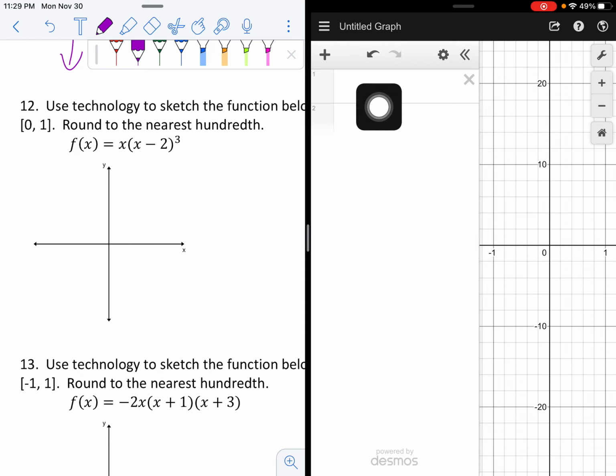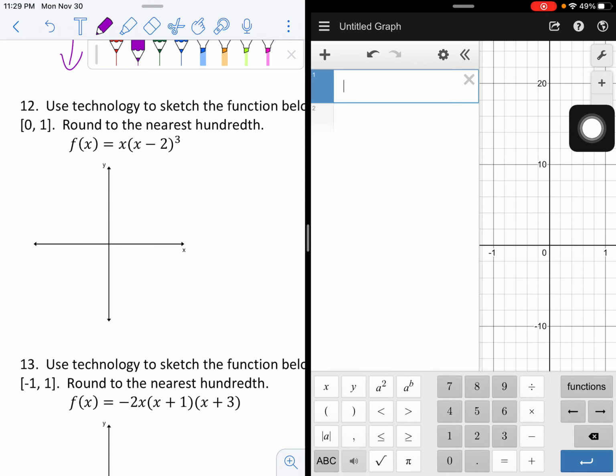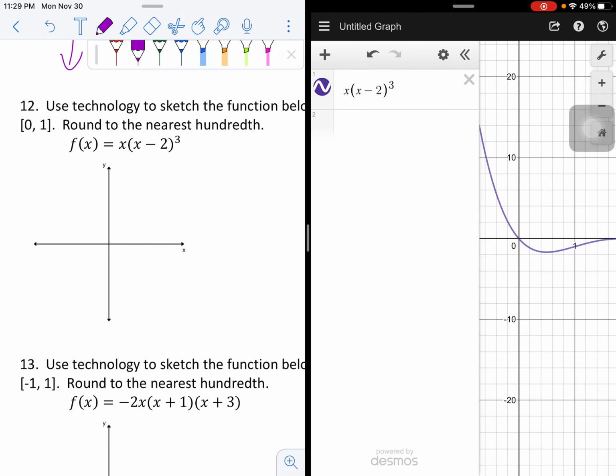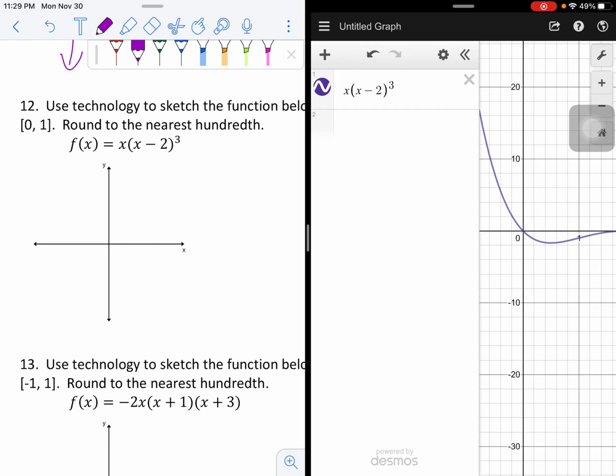So let's see. I'm going to put this little expression in here. So x times the quantity x minus 2, all raised to the 3rd power. And you may need to adjust what you're looking at for your graph depending on your x and y axes. They may be adjusted differently than mine. So do what you need to do. Zoom in. You can always pinch and zoom or pinch and pull to zoom in and out.